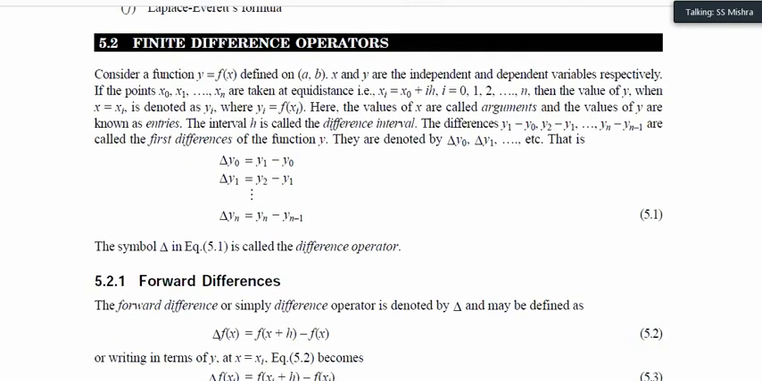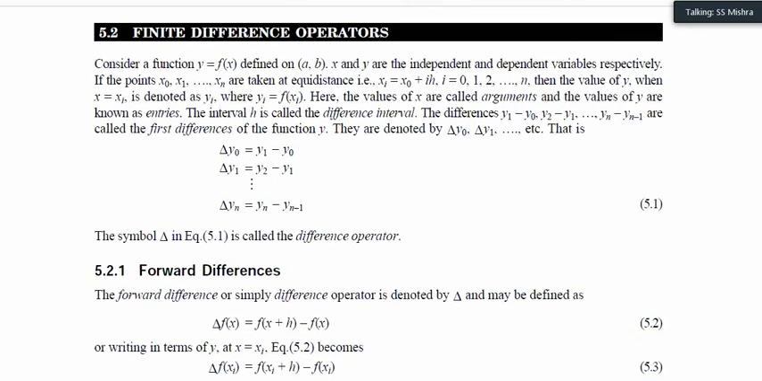Consider a function f(x) defined on [a, b]. The domain is [a, b]. Here there is a printing error: this should be a comma, not a full stop. Consider a function f(x) defined on this. x and y are the independent and dependent variables, respectively.